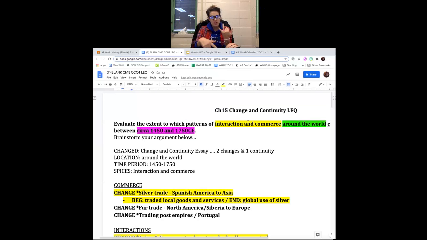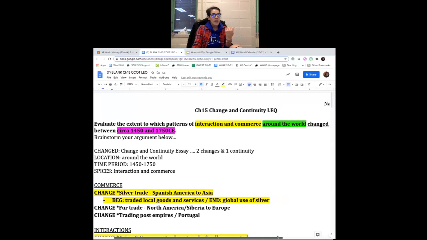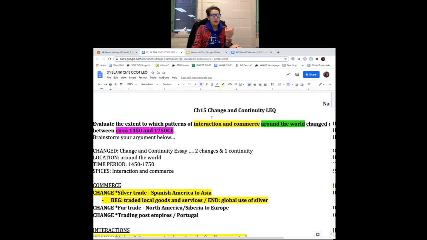And so I know that this is change and continuity, but I picked out that we're doing 2 changes, 1 continuity. I picked out our location, which we are saying is around the world right now, as well as 2 pieces of the spice chart and our time period. So I've broken down each of those things.